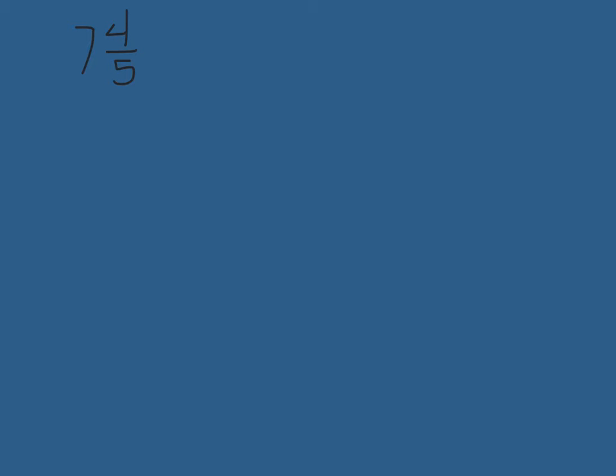Okay, let's try 7 and 4/5. So we first need to remember to separate them out. So we add our fraction and our whole number, 7 plus 4/5. Then we take our fraction and we need to turn that into a decimal. So we're going to divide 4 divided by 5. And I always start out with 2 extra zeros.